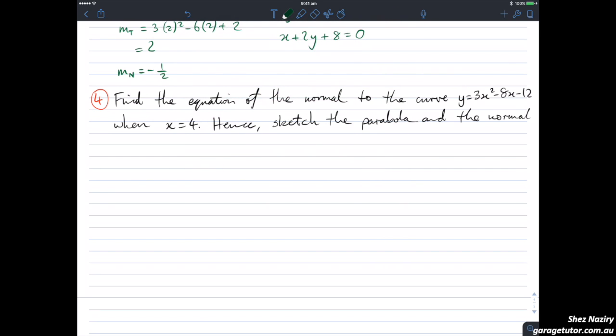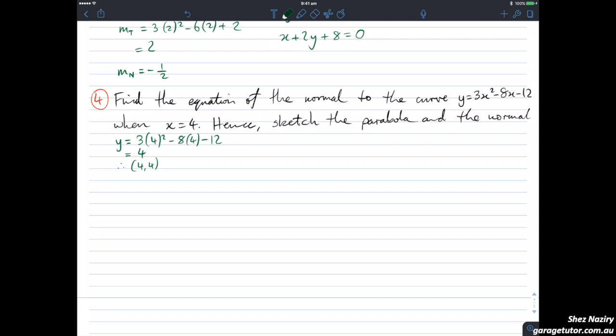Now, once again, I noticed that x is lonely. I just have x equals 4. I don't have the y value, so I'm going to find the y value first. So y is equal to 3(4) squared minus 8 times 4 minus 12. Can someone verify the answer for me, please? It's 4, yeah? So therefore we have the point (4, 4).